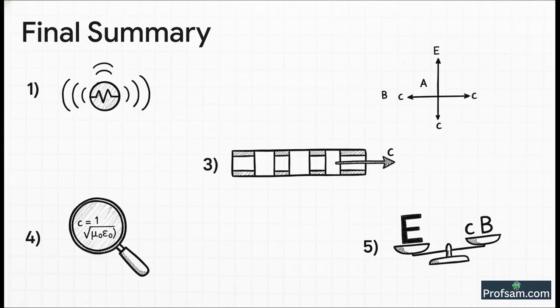Okay, let's go. Point 1, what is the source of an EM wave? An accelerating charge. Got it. Point 2, how are the fields arranged? E, B, and the direction of travel are always perpendicular to each other. Point 3, how fast do they go? In a vacuum, all EM waves, from radio to X-rays, travel at the same speed, c. Point 4, where does this speed c come from? It's a fundamental constant of the universe related to mu0 and epsilon 0. And finally, point 5, the relationship between the fields is super simple. E equals c times B. That's it. If you remember these 5 points, you are in great shape.